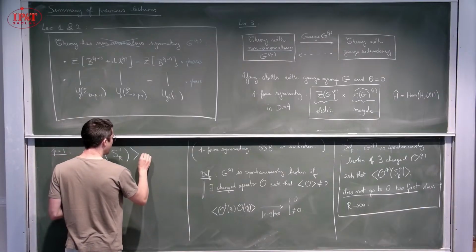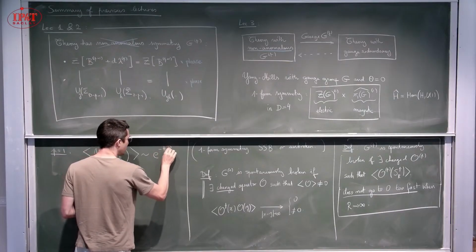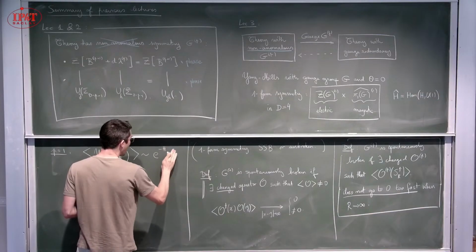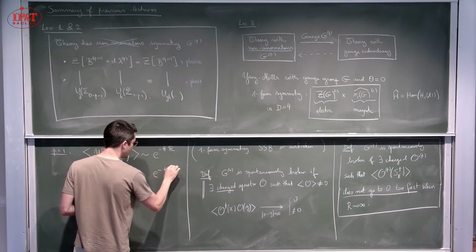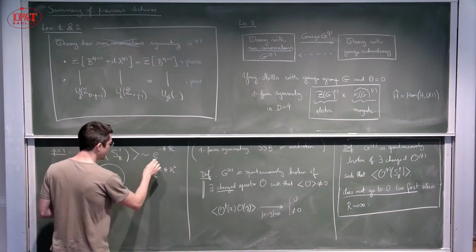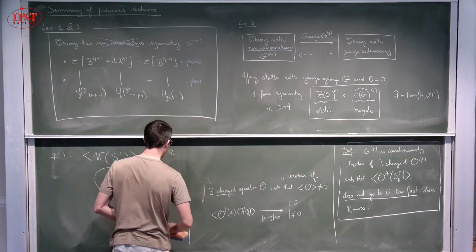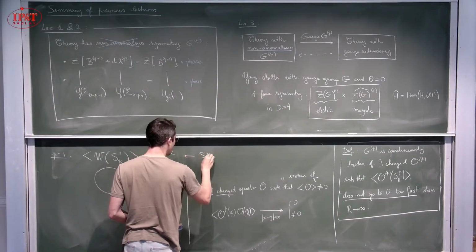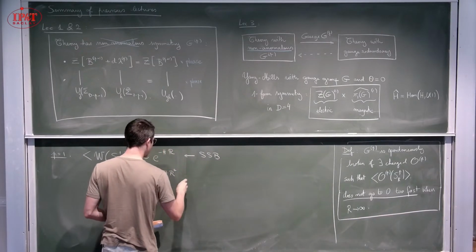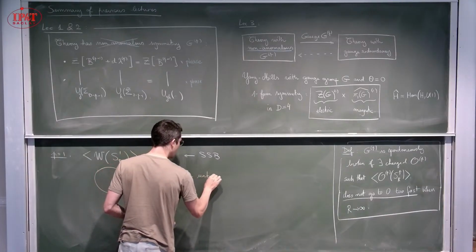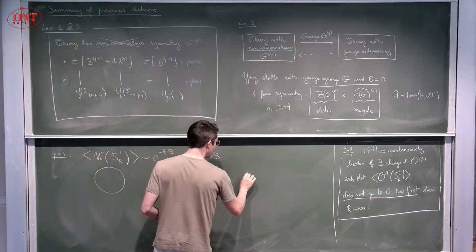And then it can behave like e to the minus a number times the perimeter, P, so basically R, or like a number times the area, so R squared. If it's the first one, that corresponds to spontaneous symmetry breaking, while if it's the other one, it decays so fast that it's... Sorry, what is the other one? What is the second case? This is area law. Okay.